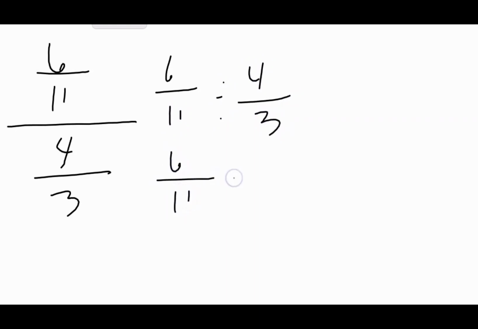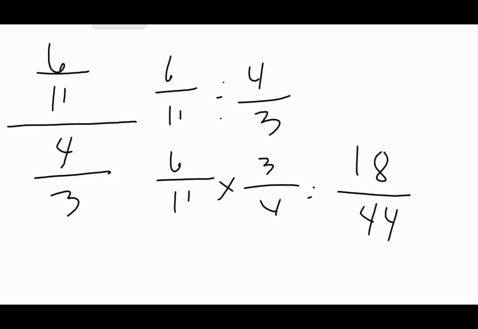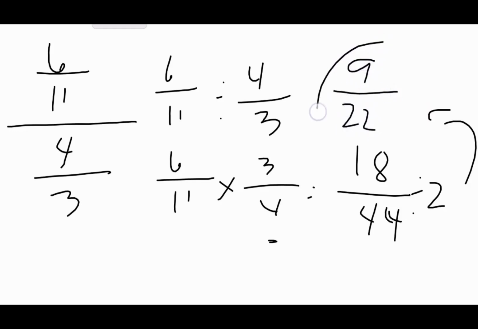Again, keep, change, and flip. That's 18 over 44. Divisible by 2. 18 over 44 divide 2. That's 9 over, 44 divide 2, that's 22. So 9 over 22.